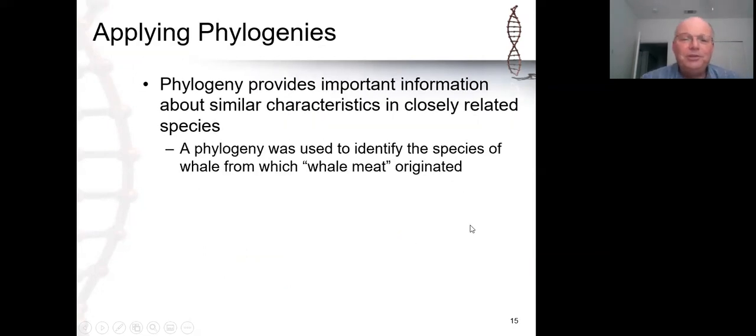So these phylogenies are not just exercises in drawing trees and creating potential evolutionary hypotheses. These actually do serve useful purposes. One of the things that happened back in the 1980s was that all the countries that were involved in commercial whaling were gathered together under the auspices of the UN and the International Whaling Committee, and a treaty was established that basically brought an end to all commercial whaling.